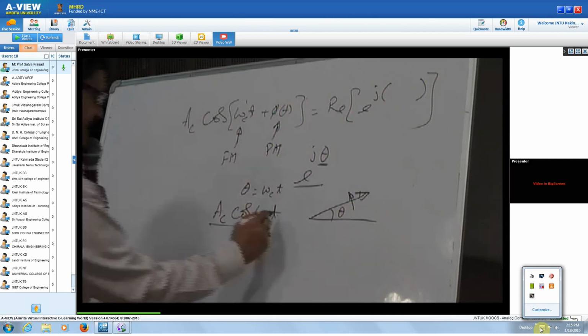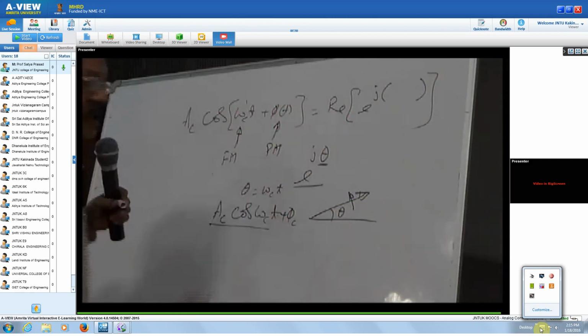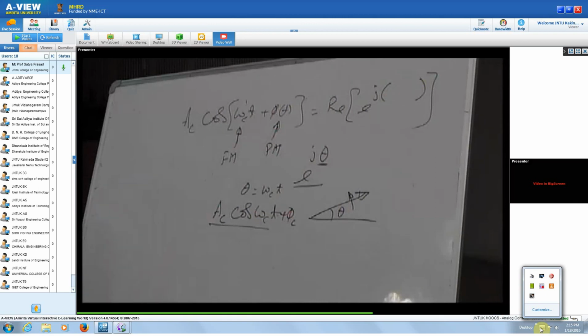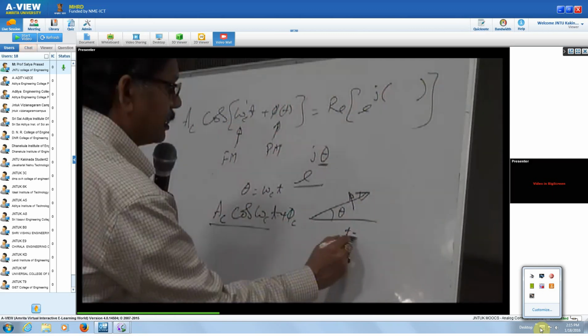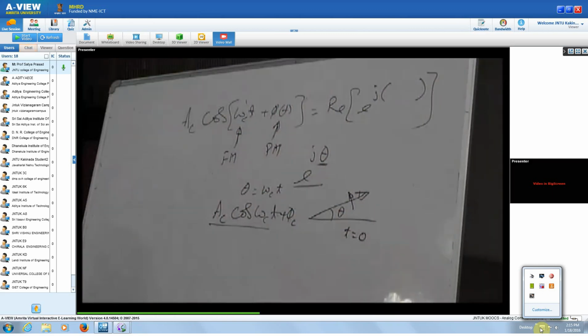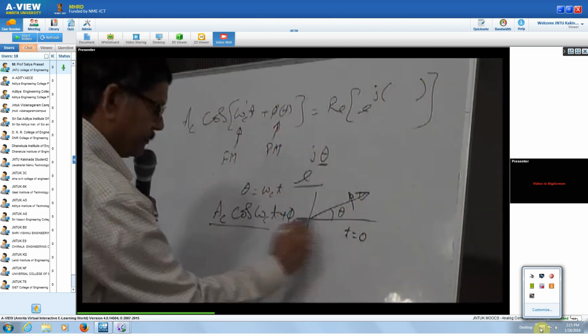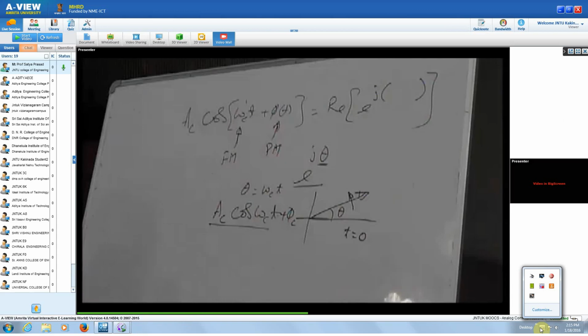And if you say that we have this phi of c also a constant, the value of this theta at t equal to 0 is our phase phi of c. So this is changing. Suppose you say that the coordinate system also moves with the same angular velocity omega_c, then what will happen?